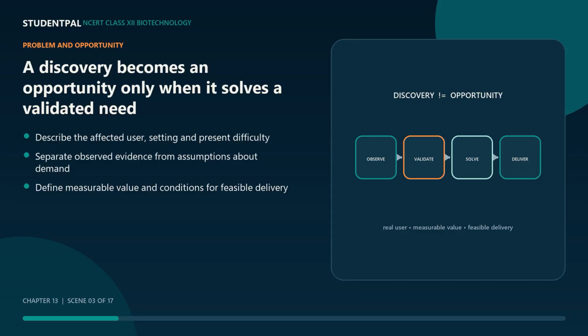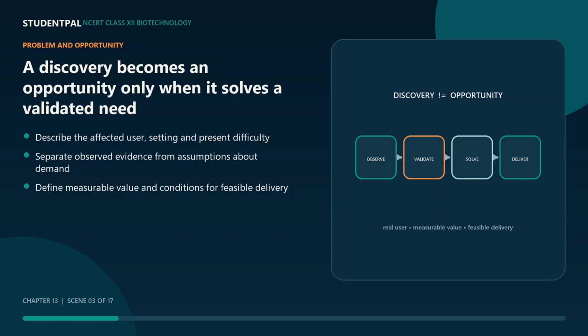Begin with a problem statement, not a technology name. Identify who experiences the problem, where and how often it occurs, what solution is currently used, and why that solution is inadequate. Then connect a biotechnology observation to a possible improvement.